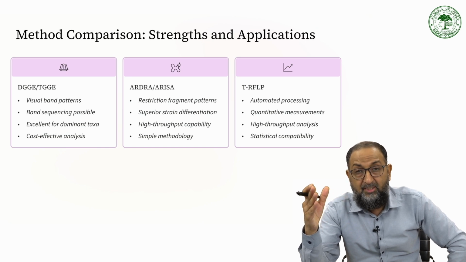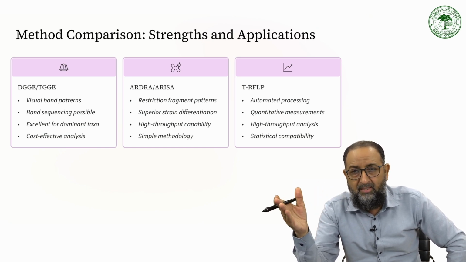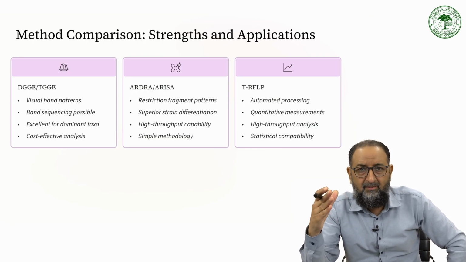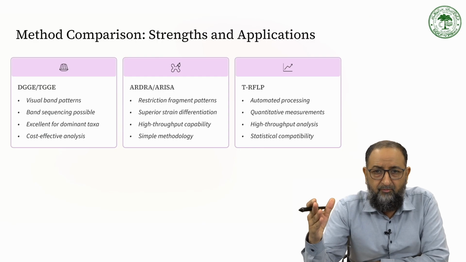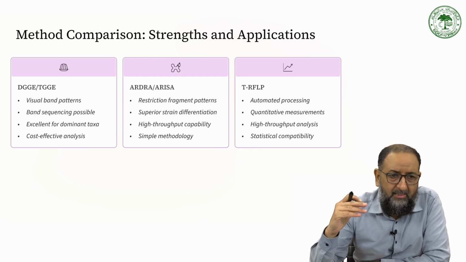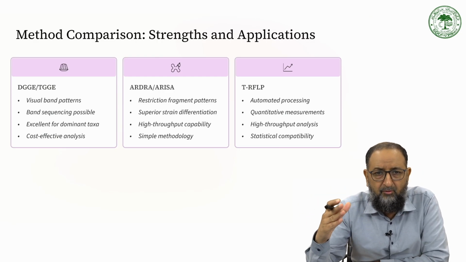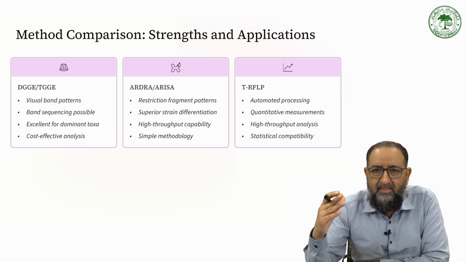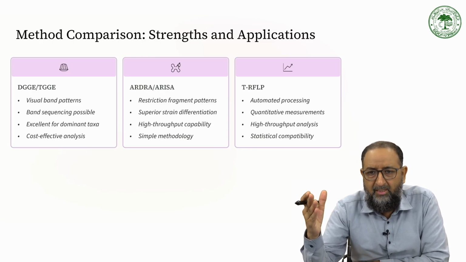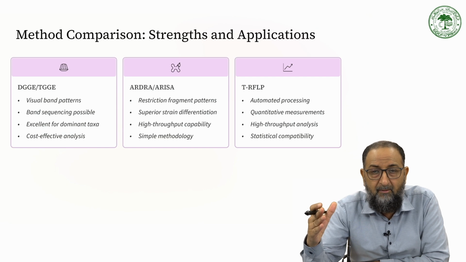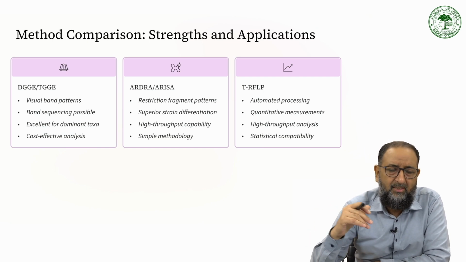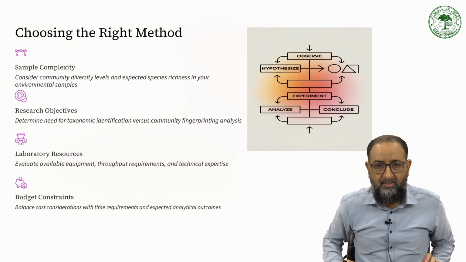Band sequencing is possible. So you can take a band and sequence that band for further analysis, for mutations, for variations. Superior strain differentiation. Then quantitative measurement, right? Excellent for dominant taxa, right? Which is not the case for RFLP. Then you have cost-effective analysis, right? In the case of ARDRA and ARISA, we have high throughput capabilities available. Then you have a simple methodology, right? Then in the case of T-RFLP, we have high throughput analysis and statistical compatibility. So these are some applications, strengths and things attached to these methods to understand microbial diversity.